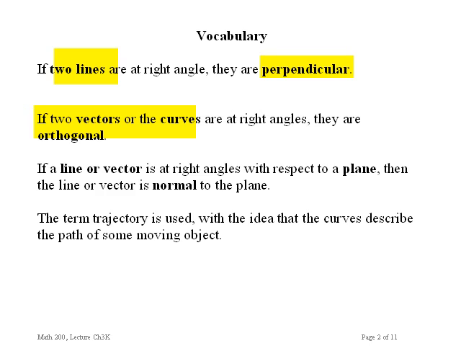And if you consider a plane and a line that is perpendicular to that plane, the line is at right angles to that plane, or you have a vector, you say that vector is the normal to the plane. So the word normal refers to a vector or line that is at right angles to a plane. This is very useful in describing surfaces, especially curved surfaces. The term trajectory is used here because there's the idea that the curves describe the path of some particle or some moving object.